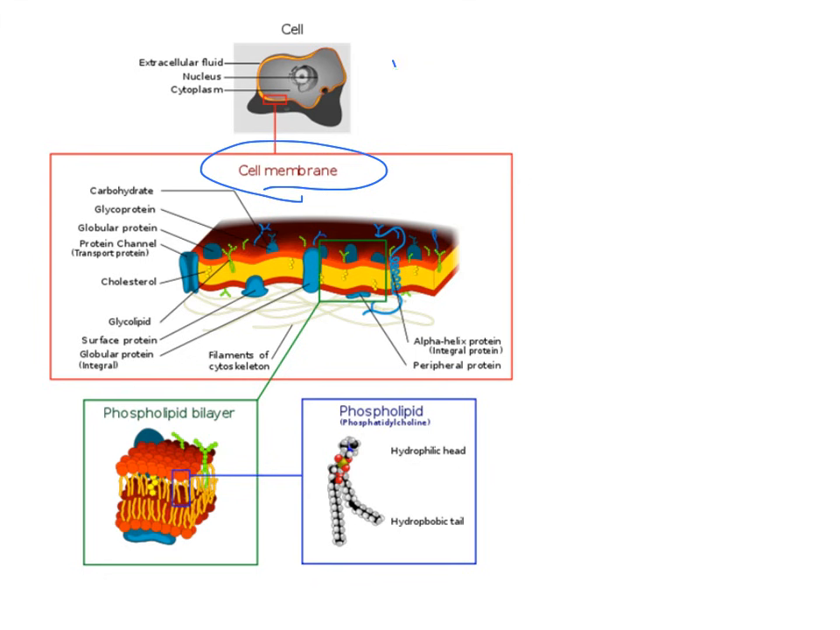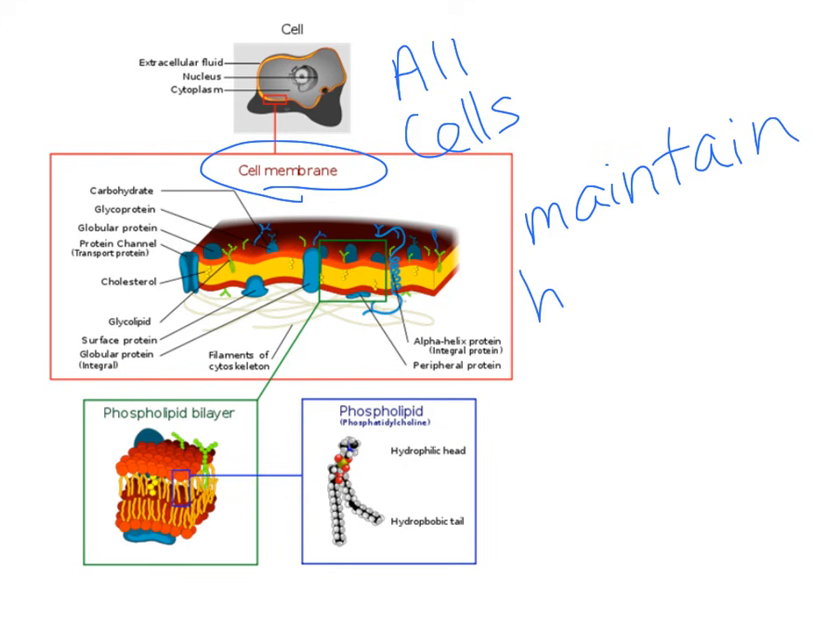Remember, all cells have a cell membrane. It doesn't matter if they're prokaryotic or eukaryotic. It doesn't matter if they have a cell wall. All of them have a cell membrane. And also remember, the job of the cell membrane is to maintain homeostasis. And remember, homeostasis is not just balance. Homeostasis is helping maintain that constant internal environment, trying to keep things the same internally all the time.